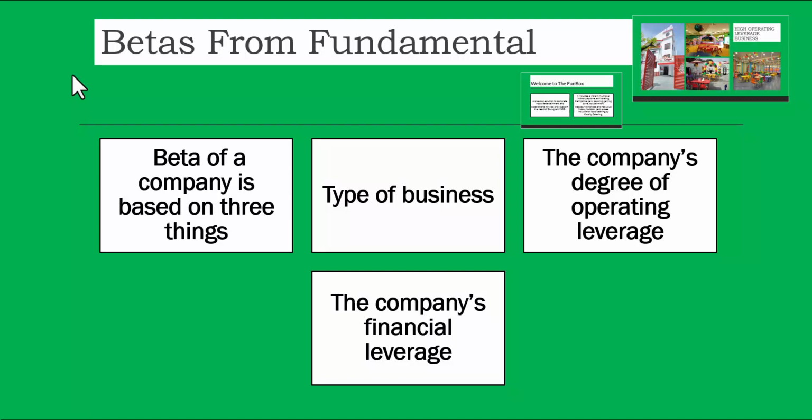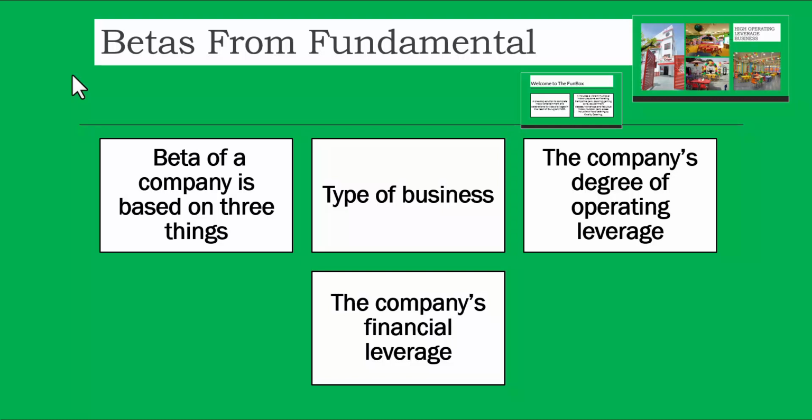For example, the type of business tells you what kind of business it is. A business that makes discretionary products will have a higher beta, and one that makes consumer staples will have a lower beta. We can make sense of this because of what kind of business it is.